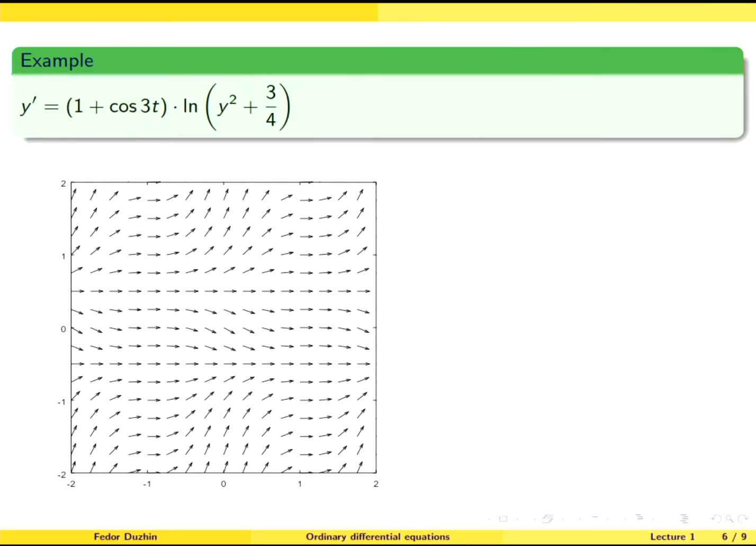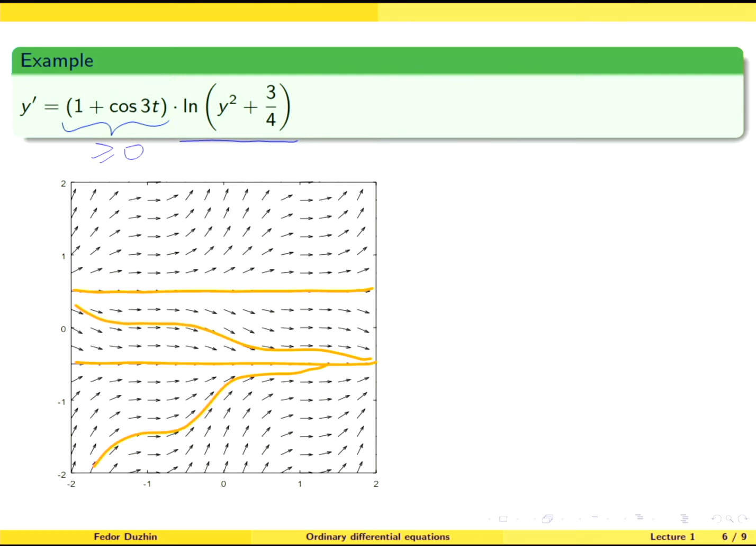Okay, this is similar. So notice that this example has the same component, ln of y squared plus 3/4, plus it has this component, which depends on t, but it is always non-negative. And the differential equation is a little bit more complicated, and the direction field is a little bit more complicated, but still we have the same basic structure. So there is an equilibrium solution at positive 1/2, an equilibrium solution at negative 1/2, and all other solutions approach this solution when t goes to infinity.